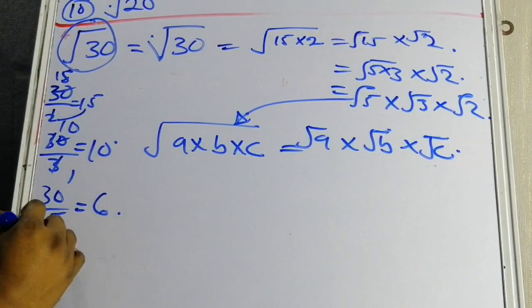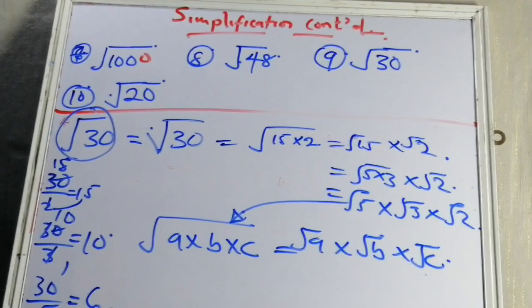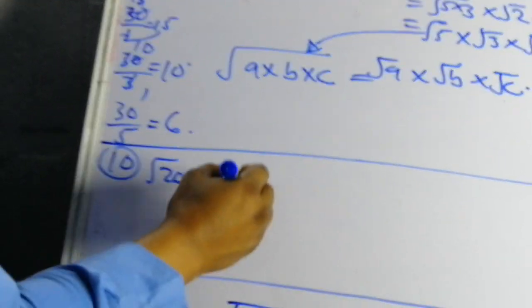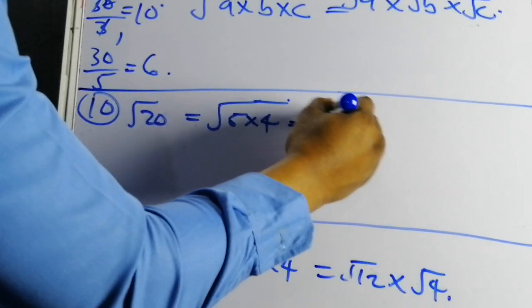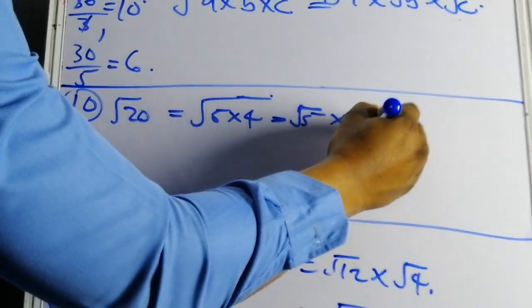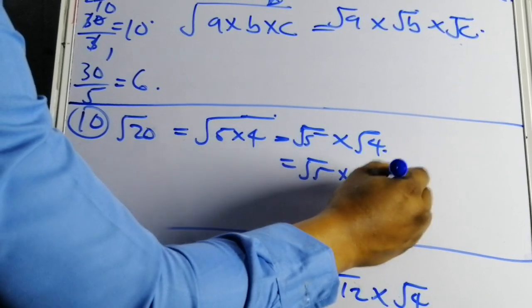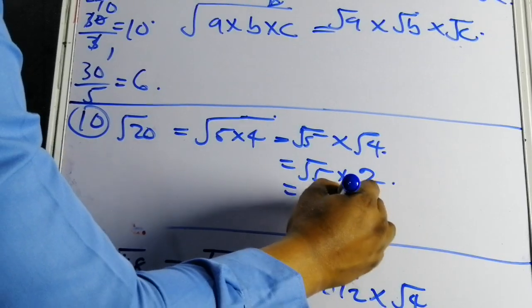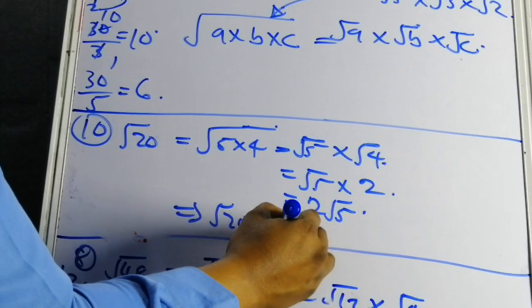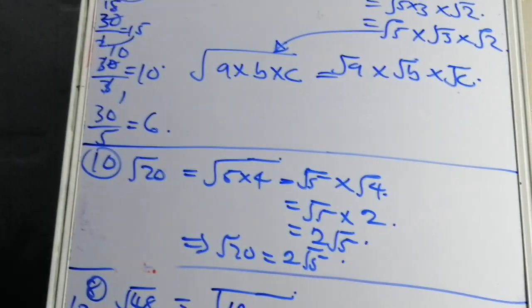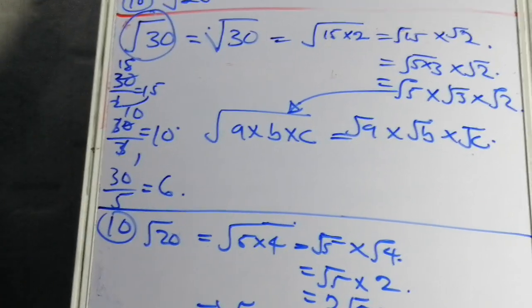So let's just do the last one, which is number 10. Number 10 is what? Root 20. Root 20 is very simple. I can just say 5 times 4. 5 times 4 is what? 20. Then I say root 5 times root 4. So root 5 times what? What's the square root of 4? That's 2. The same thing as what? 2 root 5. Very simple. So which implies that root 20 is equal to 2 root 5. So that takes care of all the 10 questions on that simplification.